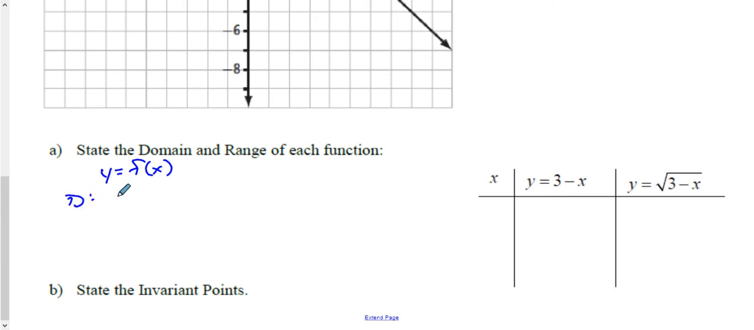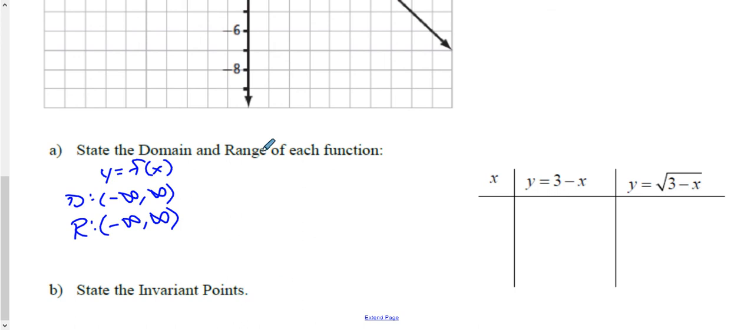So for our domain, we're going from negative infinity to positive infinity. So we have negative infinity, positive infinity. There we go. That's our domain. And for our range, the lowest we're going to go is negative infinity. The highest we're going to go is positive infinity. And there you have it. You have our domain and range on the original.